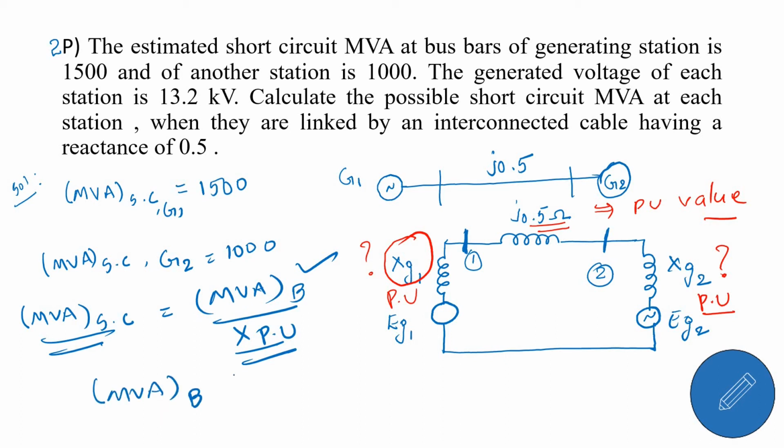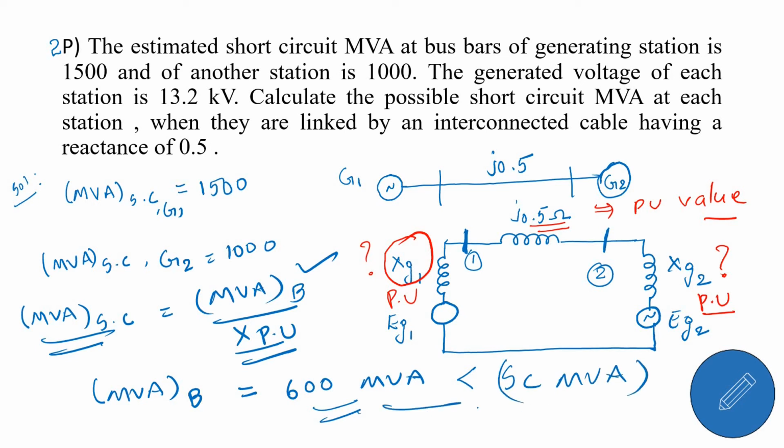But if you look at the problem, they haven't given the MVA base value. You can choose approximately the base value as 600 MVA. Anything less than this 1000 and the 1500 MVA can be chosen, because the MVA rating of the system will obviously be less than the short circuit MVA. So we have taken close to the mid value, the average of those two values, that is 600 MVA.